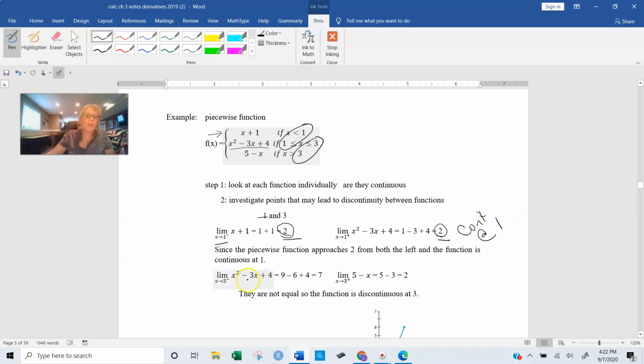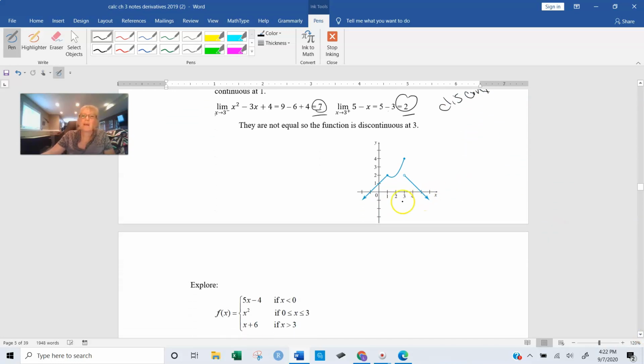Okay, now let's check 3. So 3 from the left would be this function since it is less than. So we plug in 3 and we get 7. It's greater than 3 here, so now we plug in 3 in this one here from the right, and we get 2. 2 different numbers, so this is discontinuous at 3.